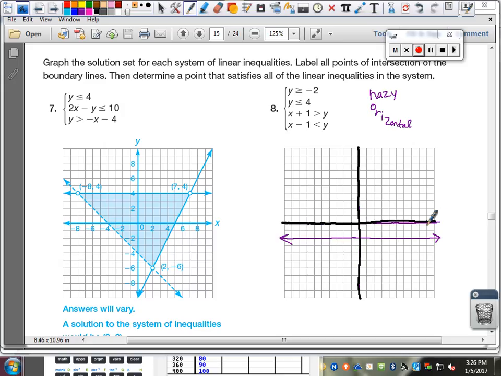Then the next one says y is less than or equal to 4. Again, that means a horizontal line. Also solid because of the equal bar. All right, the next two are tricky, and they're just being annoyingly tricky on purpose. Okay, they're writing these backwards. They're putting the y here instead of here. So let me show you how to deal with that.